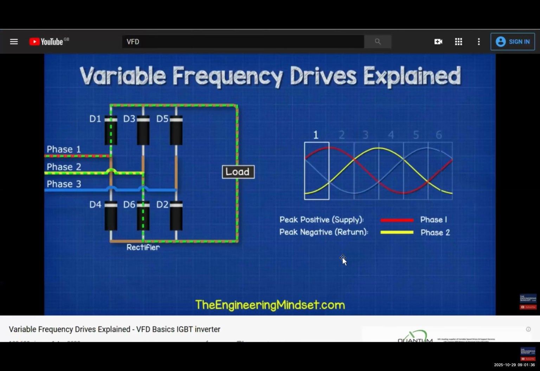Now we have covered this in great detail previously. Do check that out, links down below.